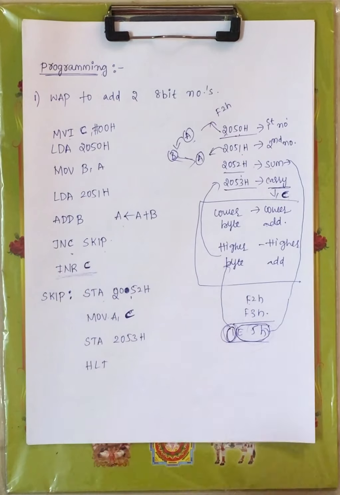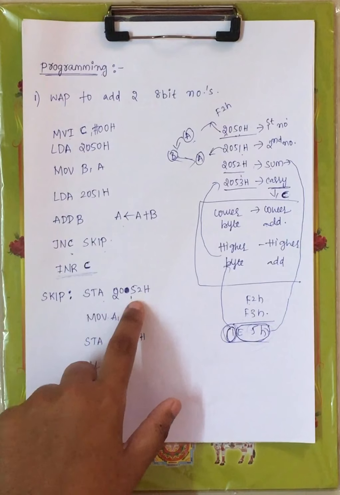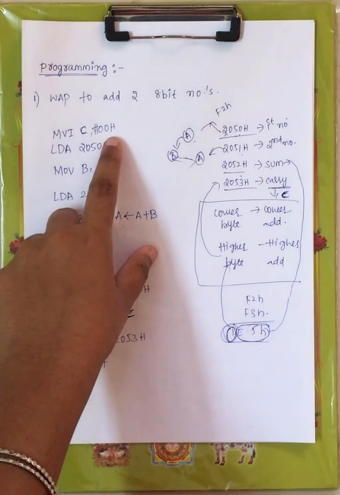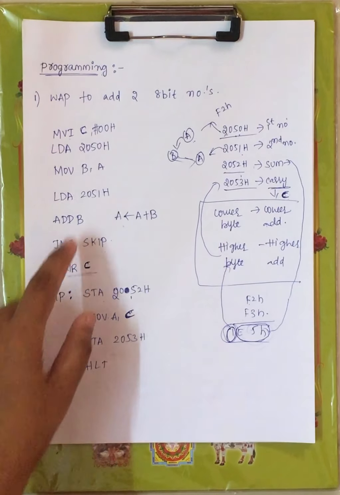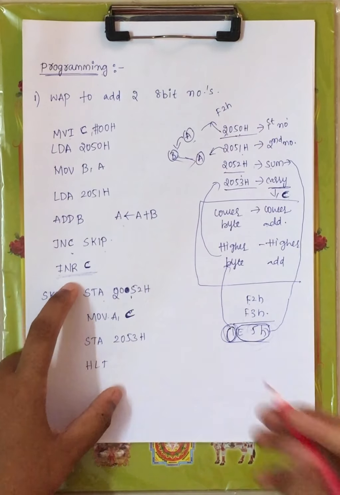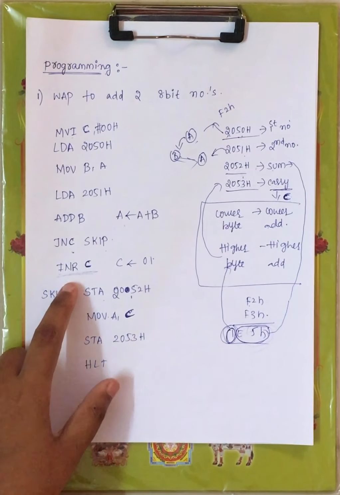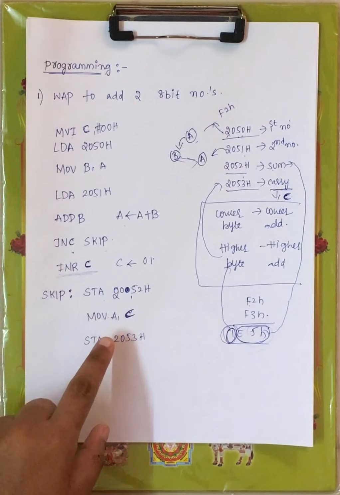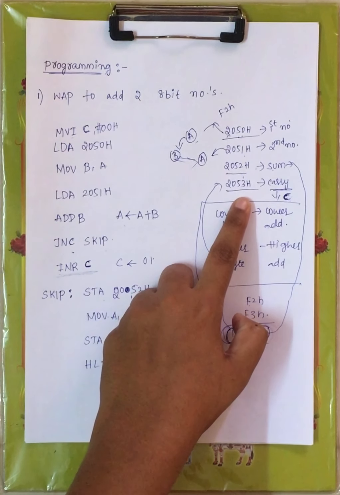Now if there is a carry, right? If there is no carry, it will move to this instruction. If there is a carry, incrementing C, right? Before incrementing C, the contents of C have to be 00H. That's why initially MVI C, 00H, right? Now if there is a carry, incrementing C, now C will become 01H. The C register will become 01H, right? Now this carry has to be stored under the memory location 2053H, right?